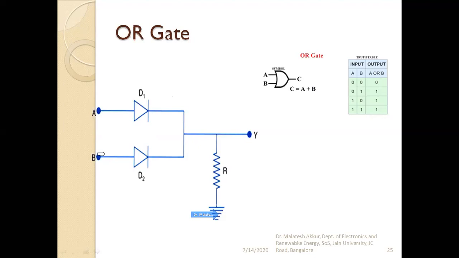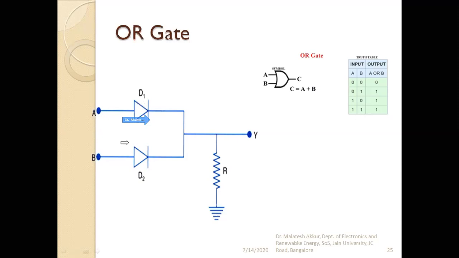So already we know the diode can be made either forward bias or reverse bias. This is the P type of this diode, this is the N type. If the P type is connected to a higher potential, or a higher voltage, than the N type, it becomes forward bias. Otherwise it is reverse bias.